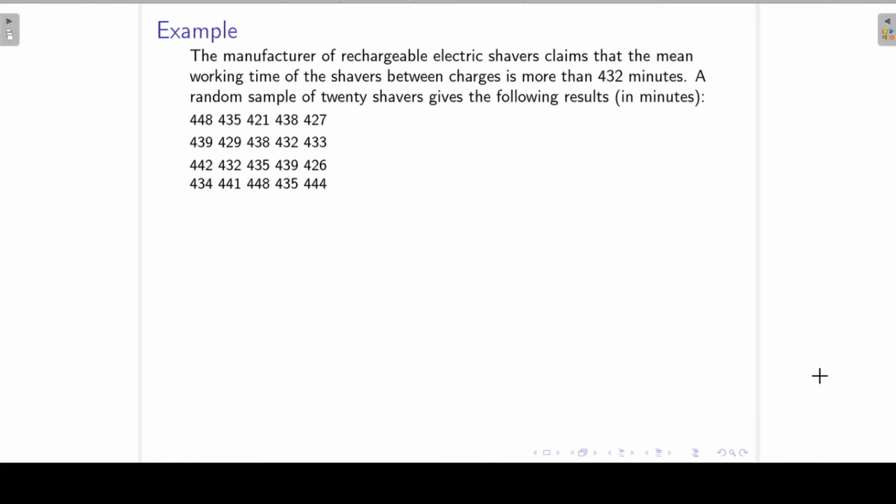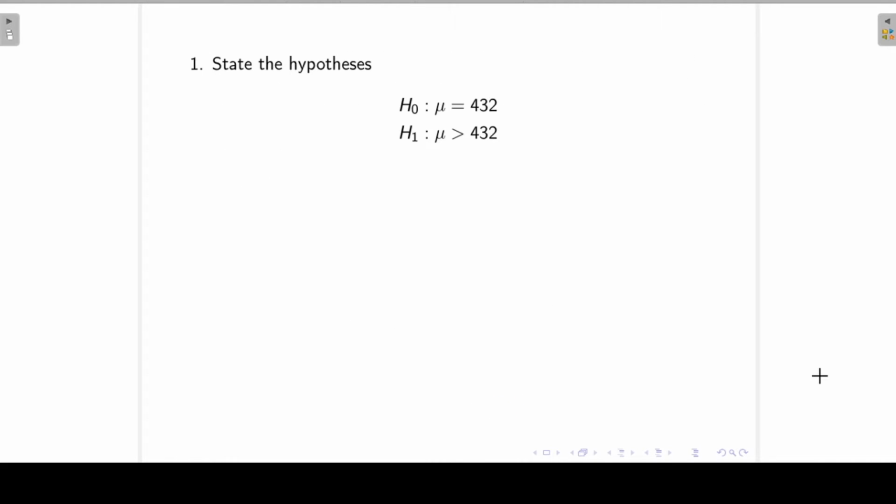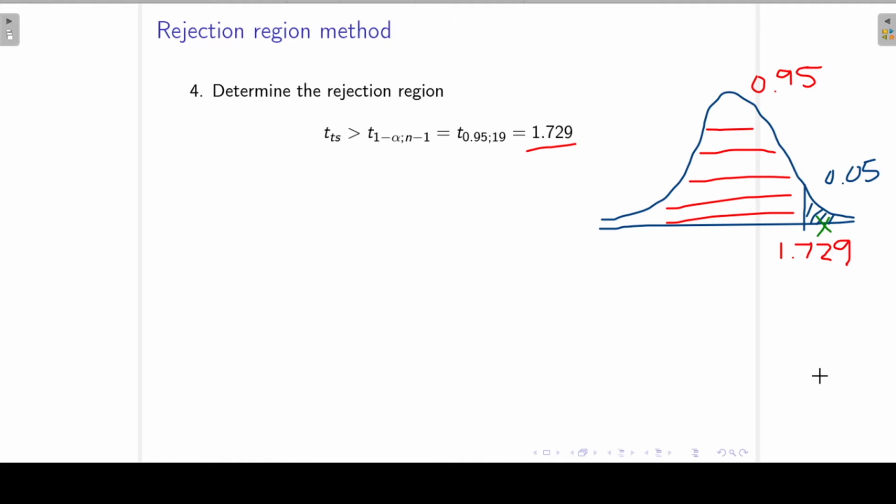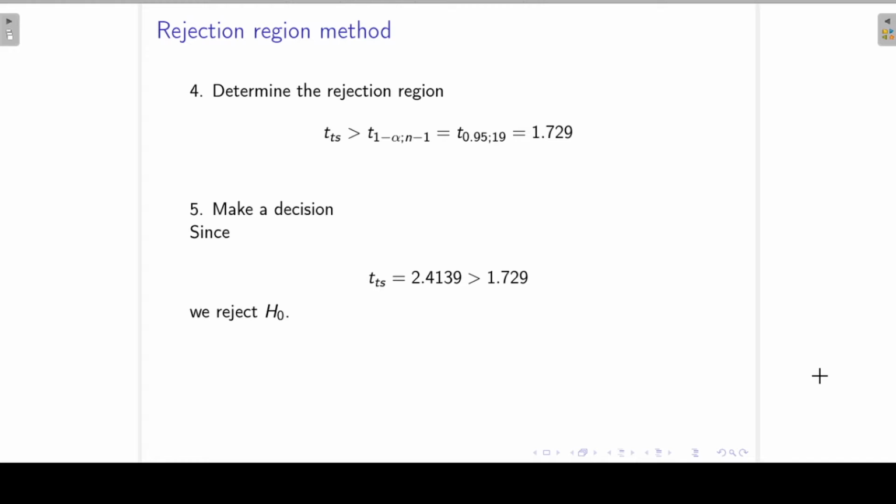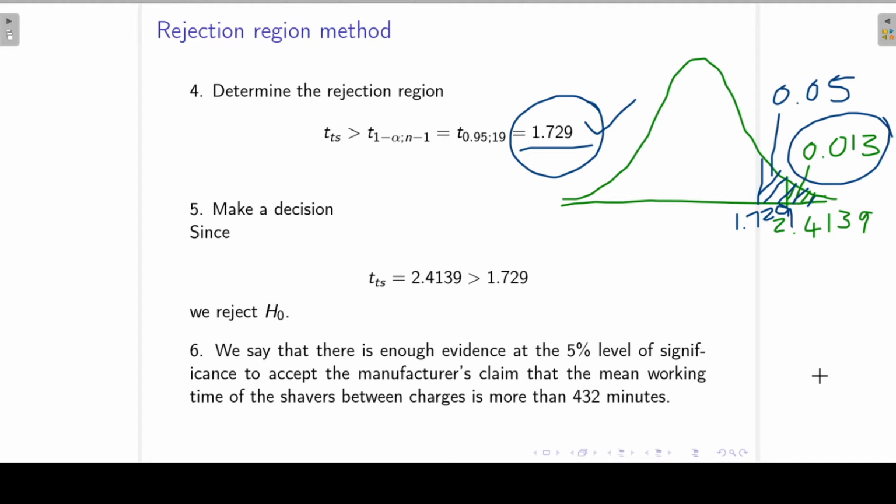Okay, in the previous lecture, we looked at this example on the slide. So we were working with a small sample and we tested the following hypothesis, that the mean is equal to 432 versus the right-sided alternative. And we made use of the rejection region method. And our final conclusion was that we reject the null hypothesis. We can now repeat this same example making use of the p-value method.